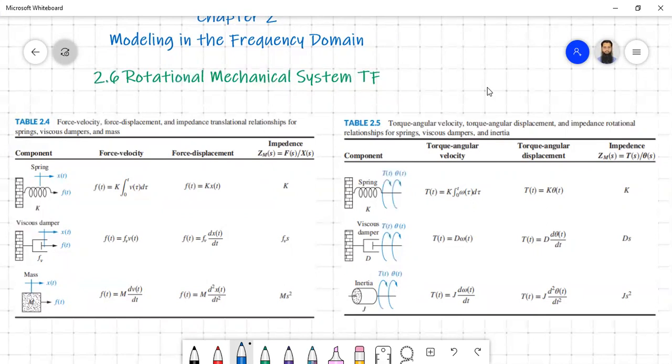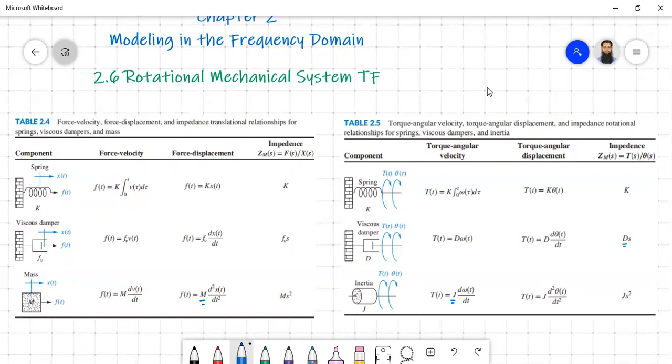Also, the viscous damper in the rotational system is represented by D, which was previously represented by fv. Apart from that, the rest of the thing is actually the same. Mass was M, now we have inertia, that is J, the inertia constant.